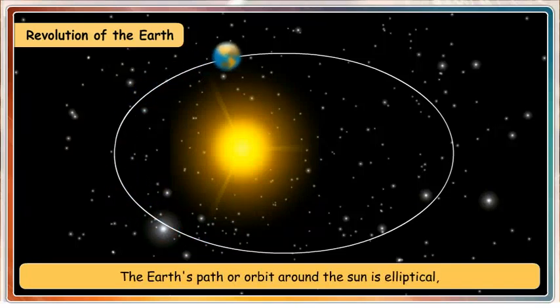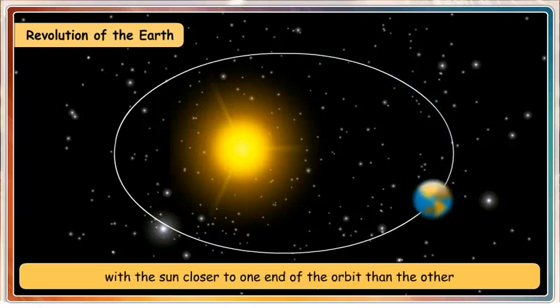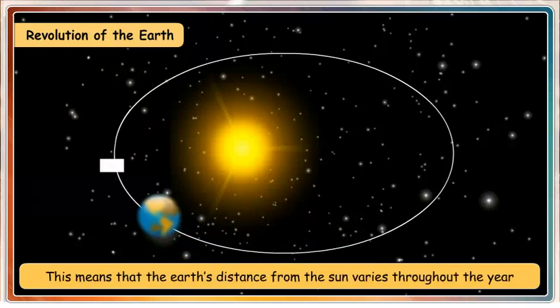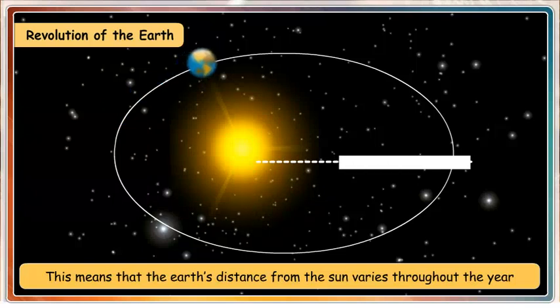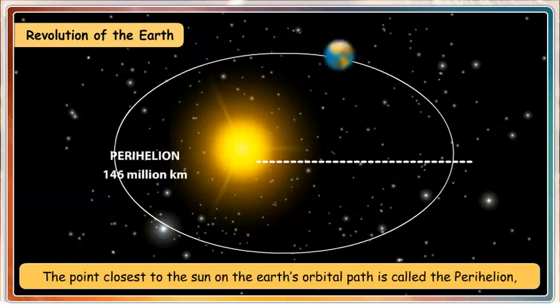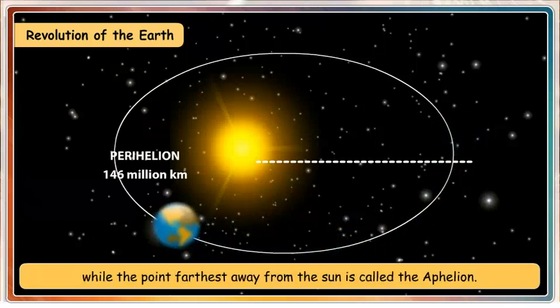The Earth's path or orbit around the Sun is elliptical, with the Sun closer to one end of the orbit than the other. This means that the Earth's distance from the Sun varies throughout the year. The point closest to the Sun on the Earth's orbital path is called the perihelion, while the point farthest away from the Sun is called the aphelion.